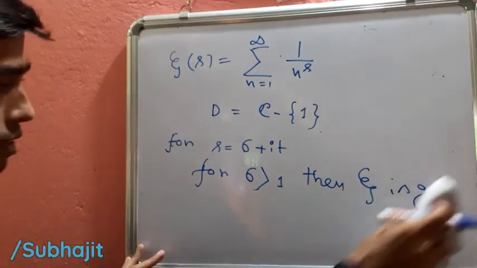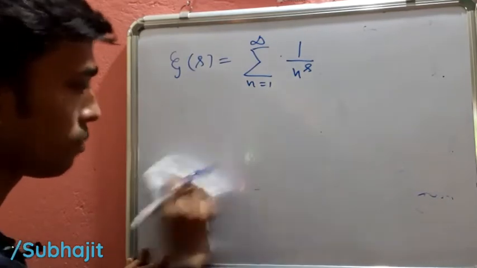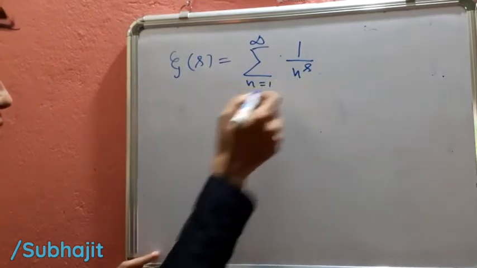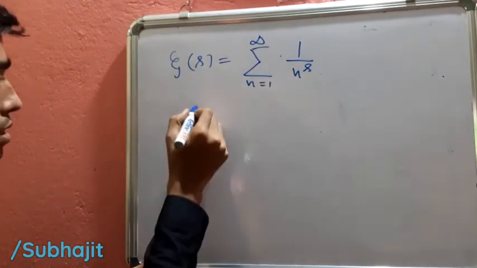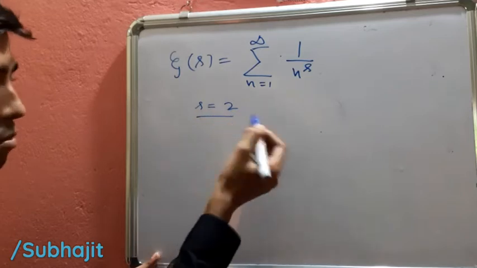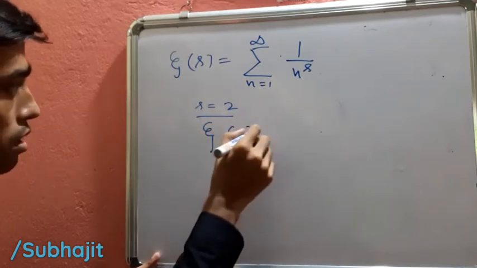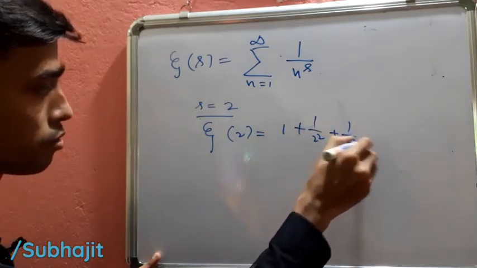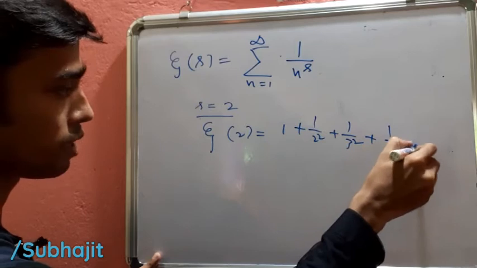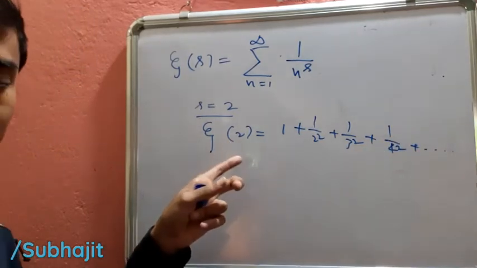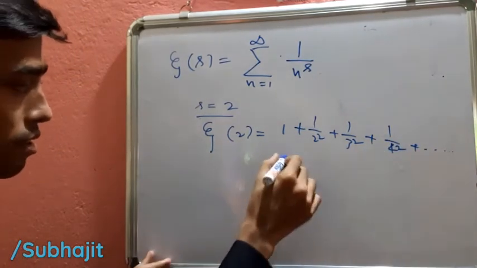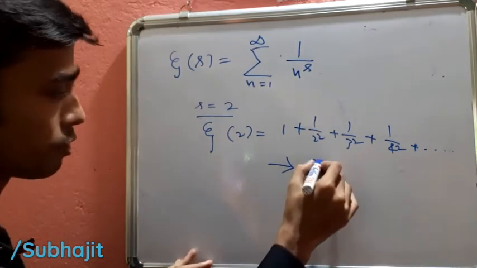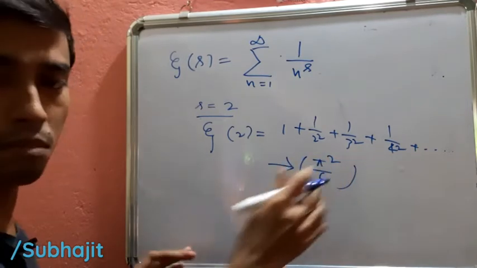Now, an interesting fact is this. Many people have heard of the Basel problem. The function arises when you put s equal to 2. So zeta of 2 is basically 1 plus 1 by 2 squared plus 1 by 3 squared plus 1 by 4 squared and so on. Since 2 is greater than 1, this is convergent, and it converges to pi squared by 6, which can be proved.